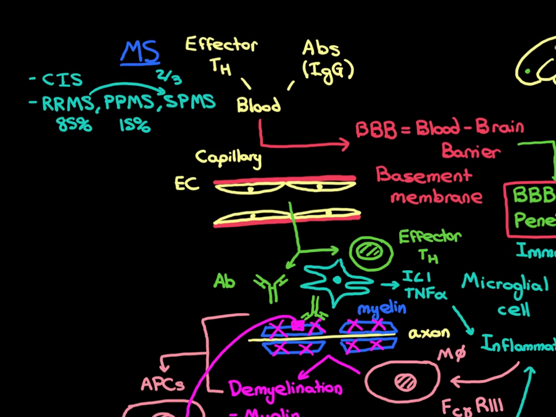And in secondary progressive multiple sclerosis, you originally had relapsing remitting multiple sclerosis, and then somehow your body loses the ability to actually heal the white matter lesions properly, and you turn over to a progressive form of multiple sclerosis.